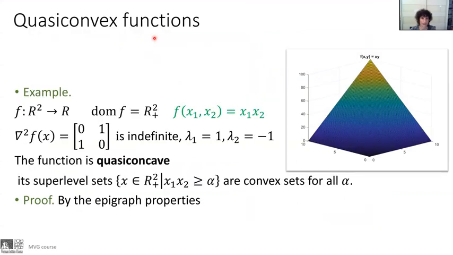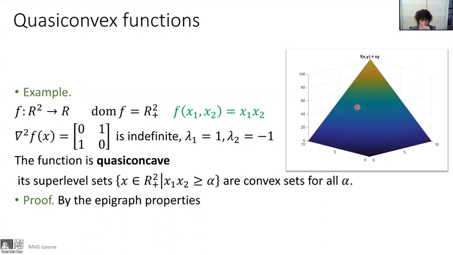Another example for quasi-concave function. If I take f on the positive orthant, and the function is x1 times x2 on this domain, it can be shown that the super level sets, the sets such that x1 times x2 is greater or equal to alpha for a given alpha, are also convex sets. This is just an example.